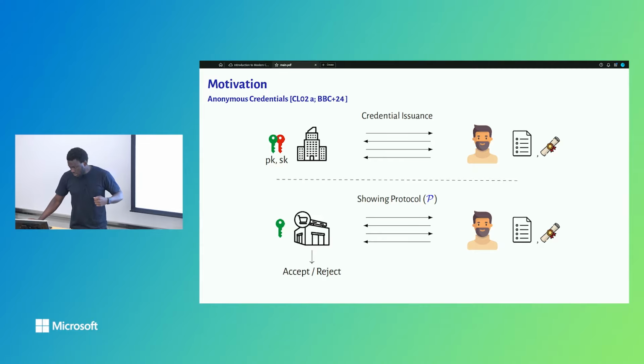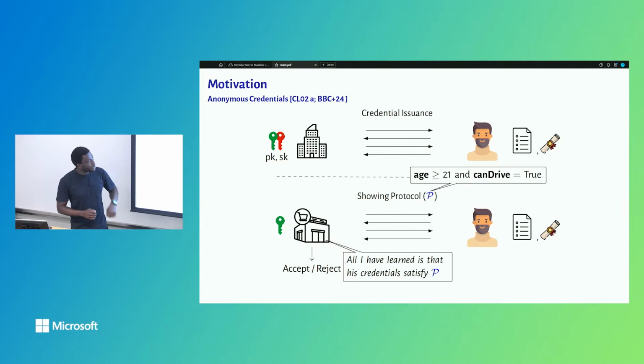And more concretely, you can think of it as this predicate to be saying that Bob is over 21 years old and he can drive. And at the end of this showing protocol, what we want for the anonymous part is that the vendor here only learns that Bob's credentials satisfy the predicate P, and that's it. Right? So it doesn't necessarily learn who Bob is. All he knows is that there's a user on the other end that has credentials that satisfy P.